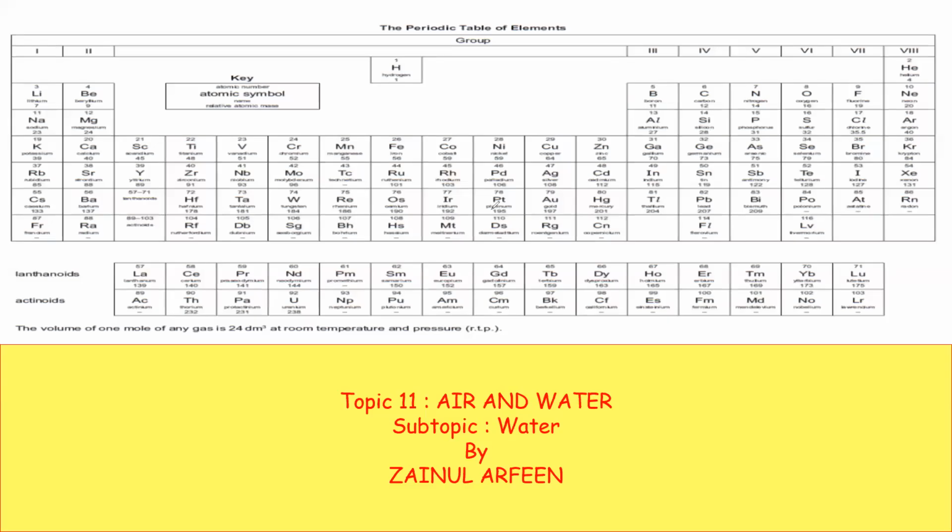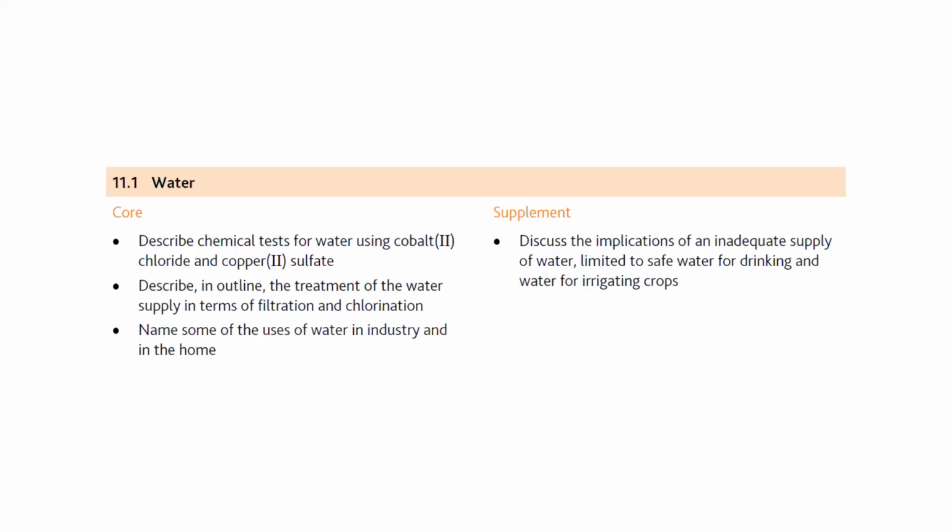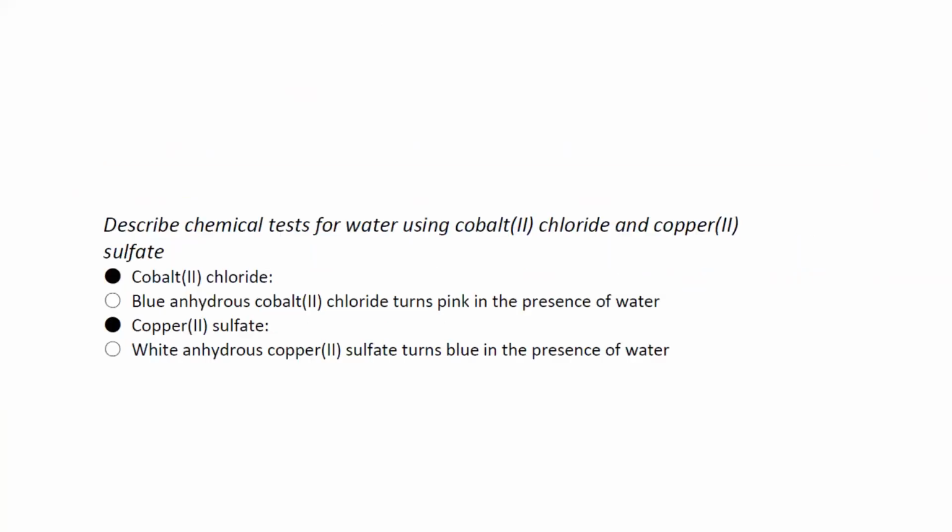So topic 11 is about air and water, starting with the concept of water. These are the learning objectives. You should be able to state a chemical test to check the presence of water, how we can treat the water, and then the uses of water. So what is a chemical test to check the presence of water?